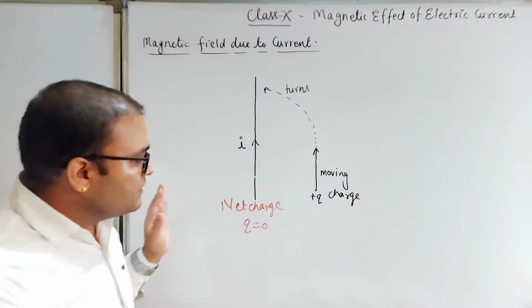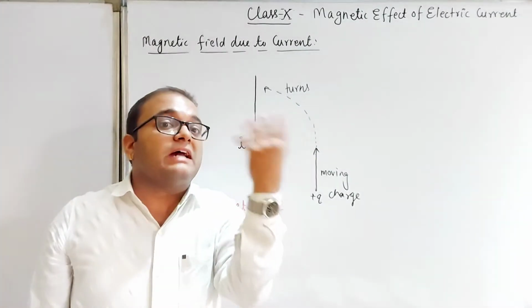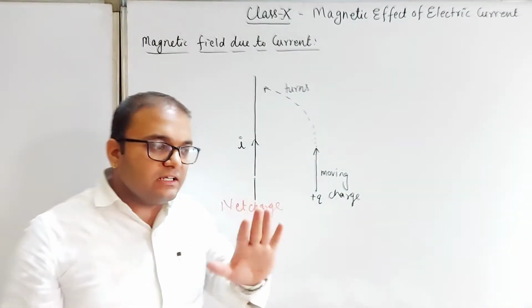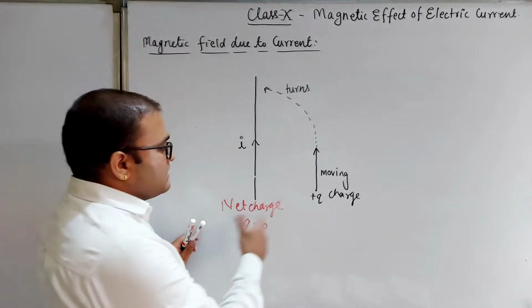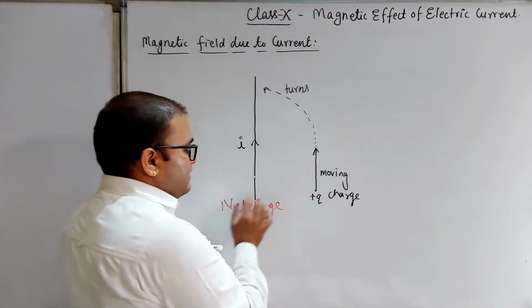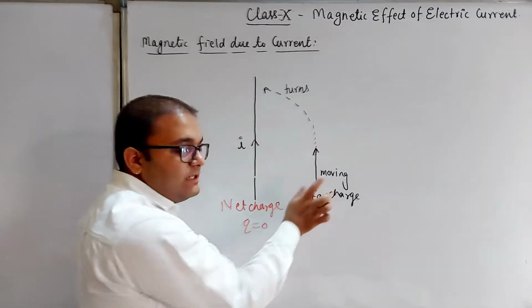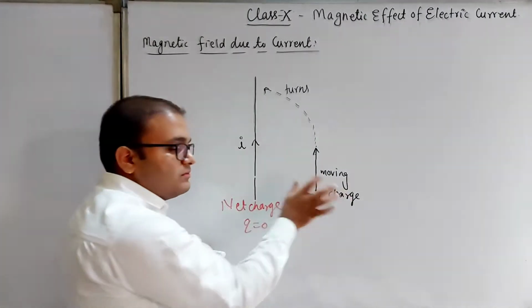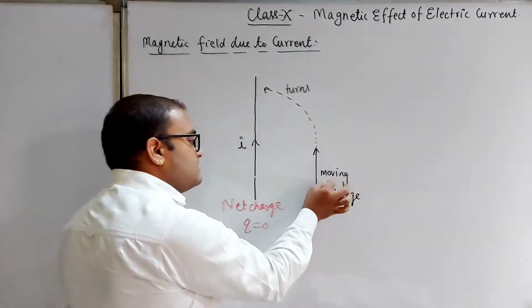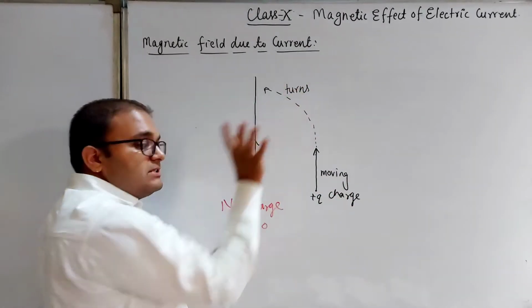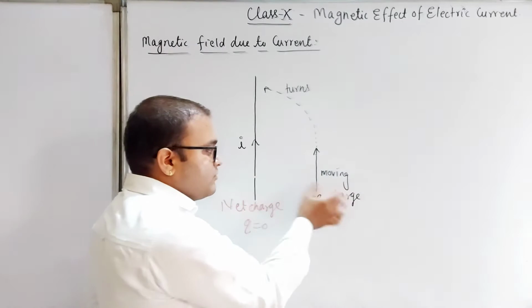So it means that there is another type of field that also exists in nature. For this case, in this current carrying wire, the net charge is 0, but still the force is applied if the charge is moving here. The condition is that this charge should move. If this charge is moved, then there will be some force. This is the condition for moving charge.